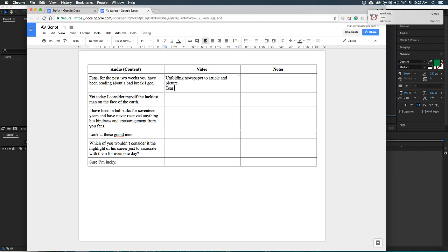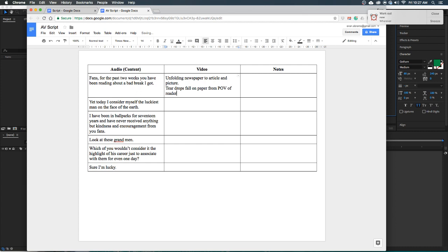Maybe teardrops fall on paper. Paper from POV of reader. That might be something to show that the audience is sad. That could be something. And then move on. We've written down enough things to communicate to ourselves, or if we were presenting it to somebody else, some ideas, and we're starting to get that visual. What are we seeing? What's happening?